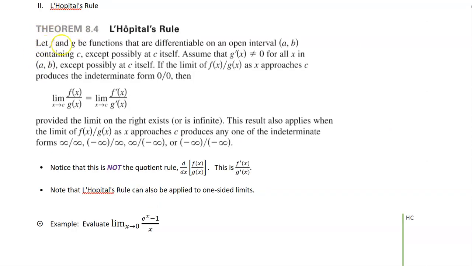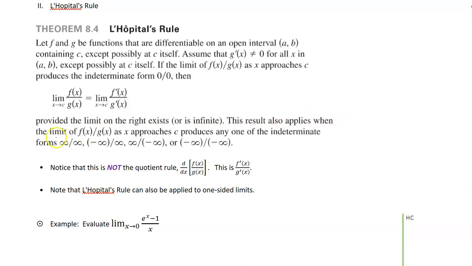L'Hopital's rule says let f and g be functions that are differentiable on an open interval from a to b containing c, except possibly at c itself, and we assume that g prime of x is not 0 for all x in the interval from a to b, except possibly at c itself. So if the limit of f of x divided by g of x as x approaches c produces the indeterminate form 0 over 0, then the limit as x approaches c of f of x over g of x is equal to the limit as x approaches c of f prime of x over g prime of x, provided the limit on the right exists or is infinite.